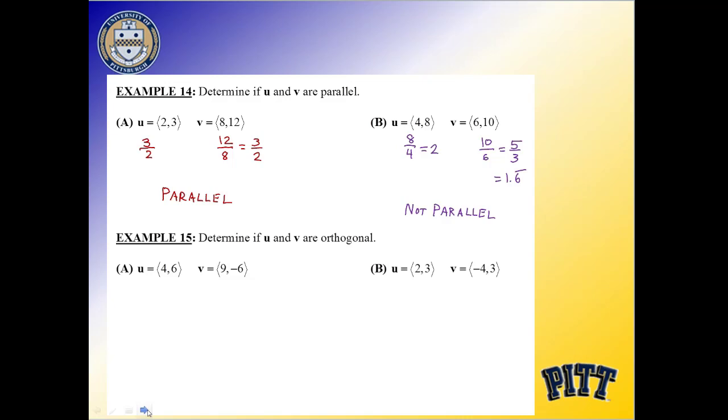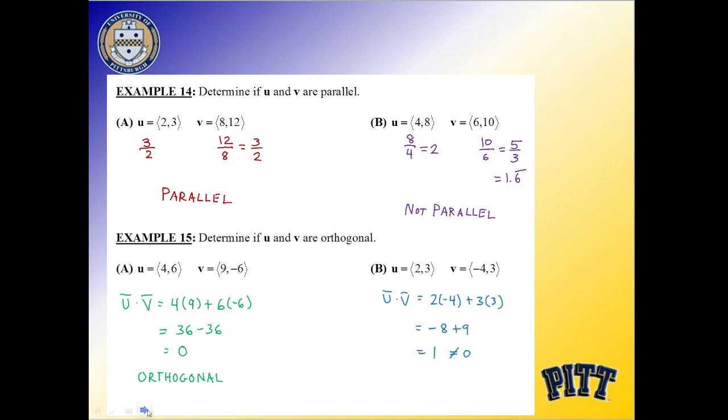So when I look at u and v here, 4 times 9 is 36, plus 6 times negative 6, which gives me 36 minus 36, which is 0. They're orthogonal. Whereas for the second group, 2 times negative 4 plus 3 times 3 is negative 8 plus 9, which is 1, which is not equal to 0. So they're not orthogonal. So that one's a pretty simple one.